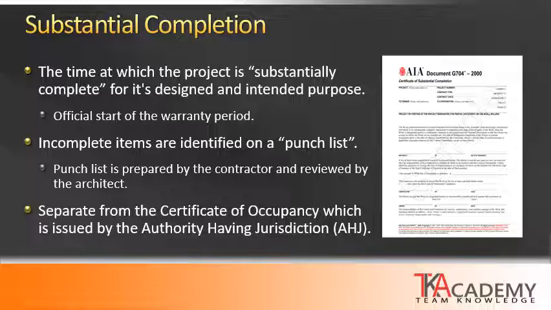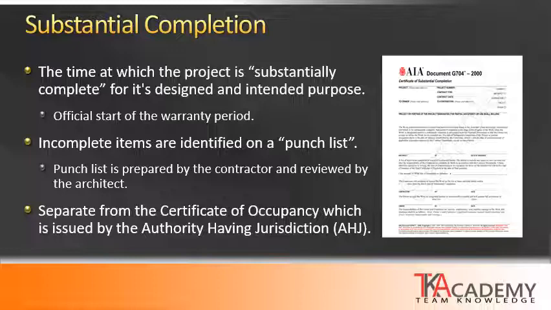At the time of substantial completion, there are usually some incomplete and open items, which are identified on what is typically called a punch list. The punch list should be prepared by the contractor prior to the substantial completion inspection. Those punch list items are reviewed and determined by the architect and designers of record.